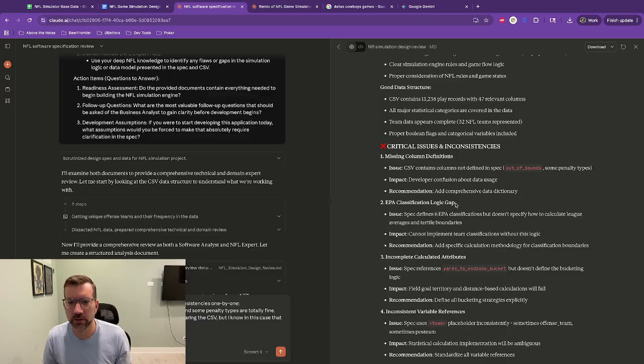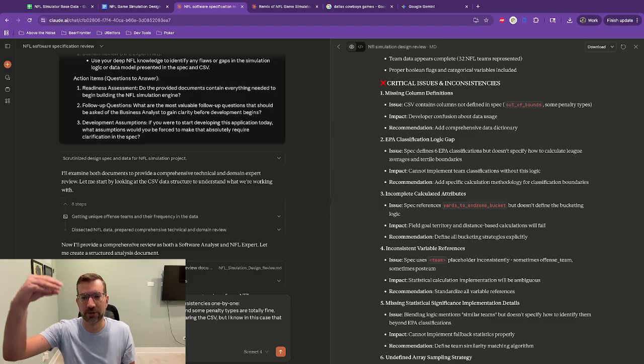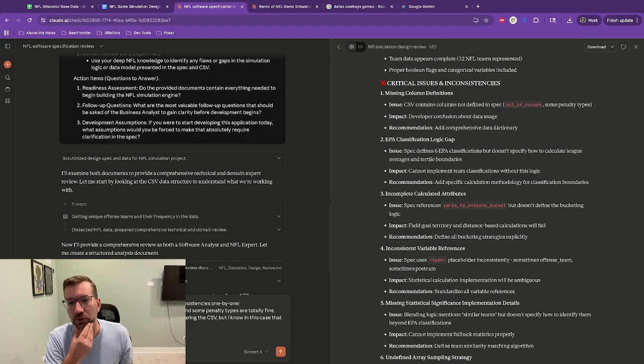So, point 1, EPA logical gap. The spec defines 6 classifications, but doesn't specify how to calculate. Okay, that's fair. For the EPA classification gap, I did specify that it should be tertiles. And I thought I did a decent job of telling you when higher was better or lower was better. But just to be more specific, we can add clarifying details that the top tertile is the top 33%. The second tertile would be the middle 33%, so from 34 to 67, and then the bottom tertile would be 67 to 100.